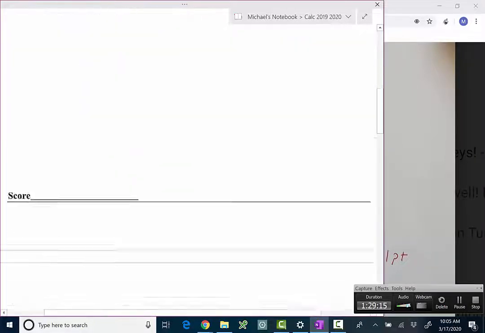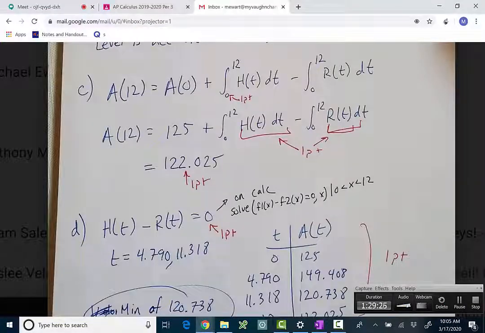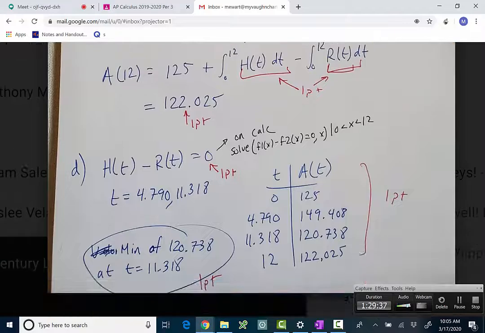Looks like the video jumped ahead, but oh, there we are. Okay. And then on D, we're gonna set this equal to 0. So on our calculator, that's how that would look. We have 4.790 and 11.318.